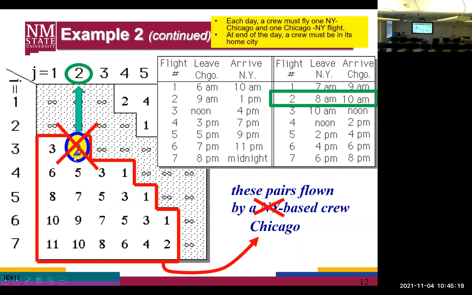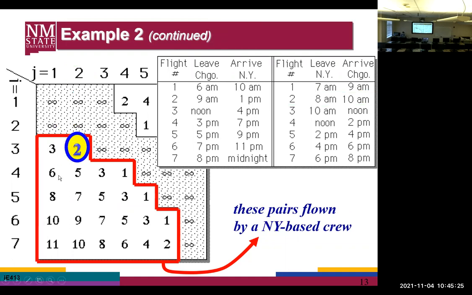So this must be the case of the New York-based crew. If this is the New York-based crew, then he takes flight number 2 to Chicago first, right? He will arrive in Chicago at 10 o'clock in the morning, and then he will take flight number 3 at noon to come back to New York City. So in this case, the layover time becomes 2 hours. So this must be based on the New York City-based crew, not the Chicago-based crew. Does that make sense?